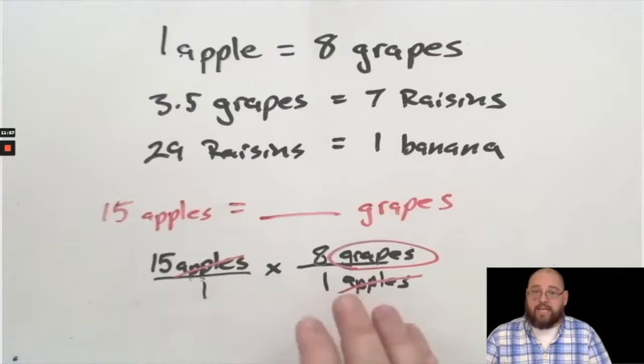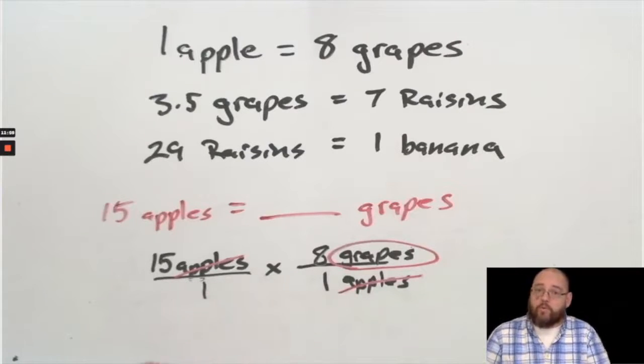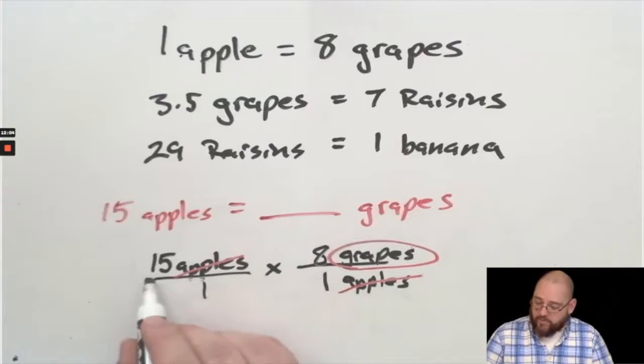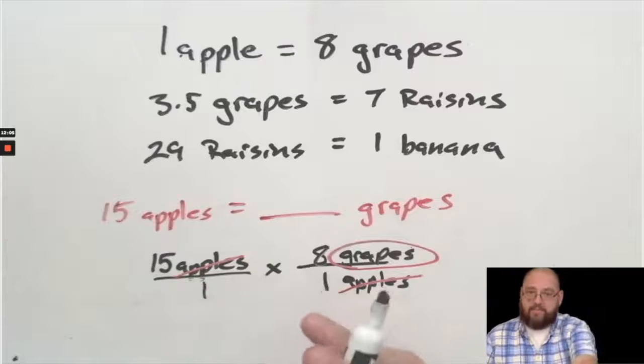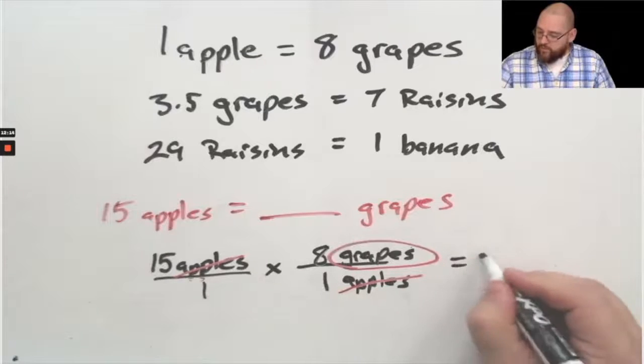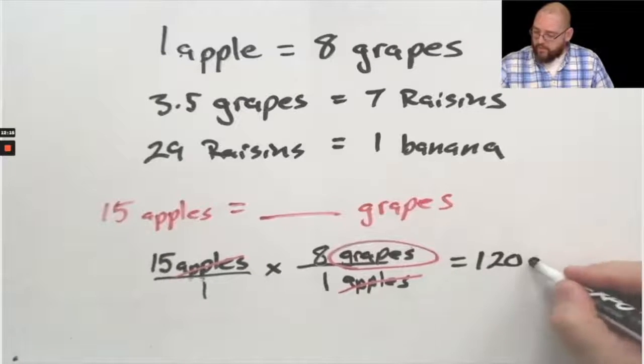And when I do that, in order to get the right number for my equal quantity, I then have to multiply my numbers. I would do 15 times 8, which is 120.